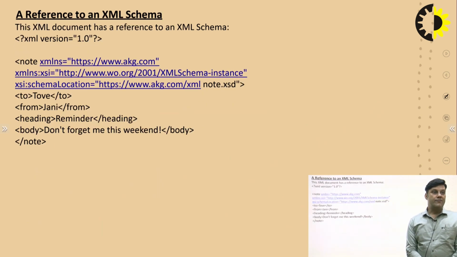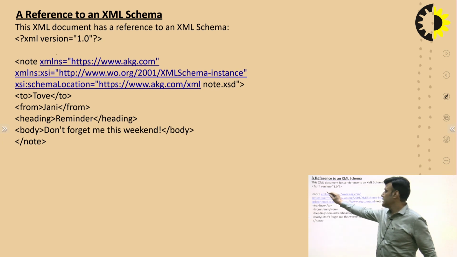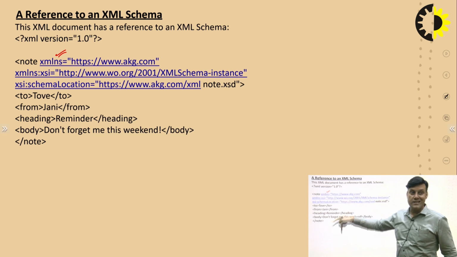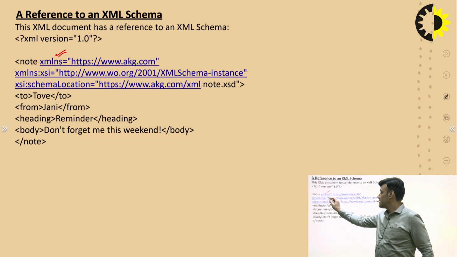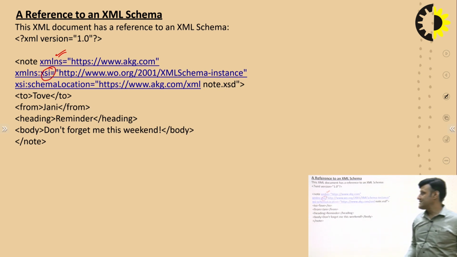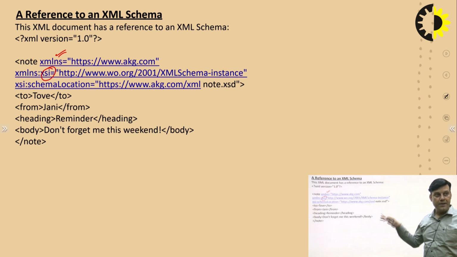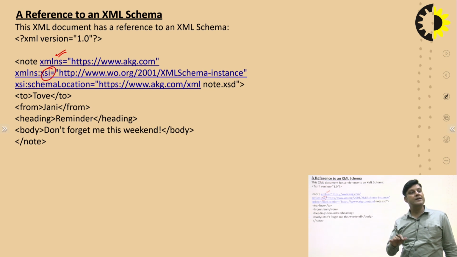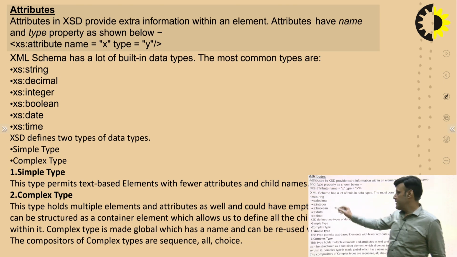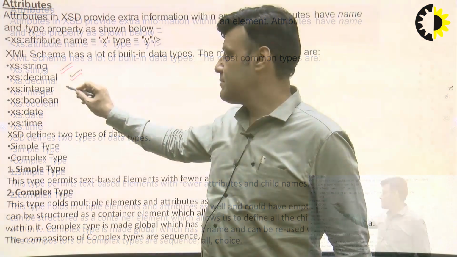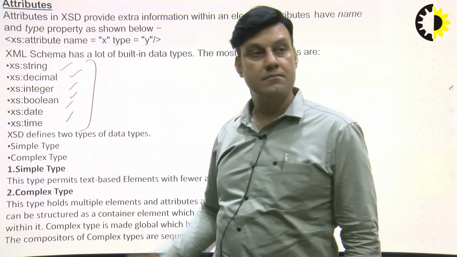So a reference to an XML schema is given here. XMLNS, I have already said, is the XML namespace. www.akg.com XMLNS. This is the name of my schema, XSI. I can also write my own. So multiple namespaces can be defined in an XML schema. These are the types which we have already used: string, decimal, integer, boolean, date, time.